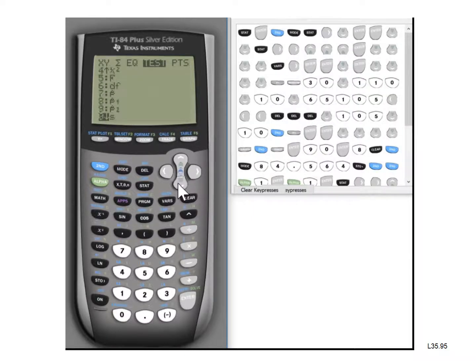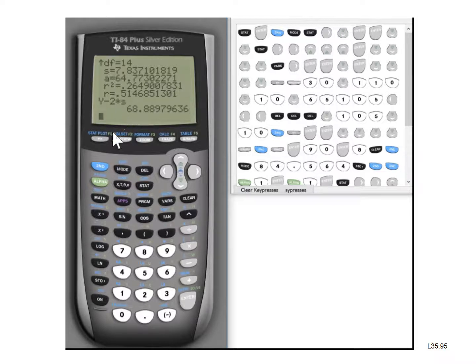Test. It's in here somewhere. There it is. S. That would be the lower value of our 95% prediction interval.